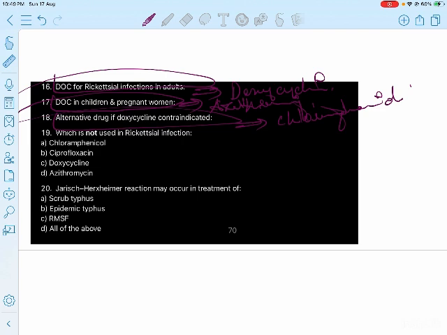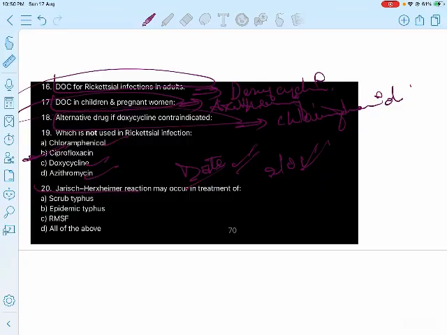Now which is not used? Doxycycline is definitely the drug of choice. Then azithromycin is given in pregnancy and children, and then chloramphenicol was the older alternative. So even if you don't know the answer, this is what I was trying to tell earlier also, that we'll use all the data that we have here, but also we'll use the rule out technique. So by ruling out, this is also used. So B would be the answer here.